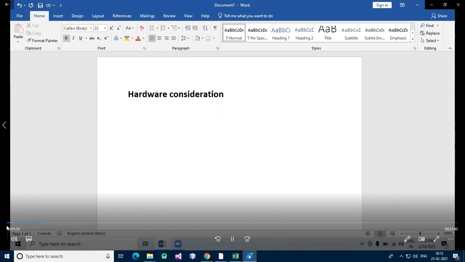Here the first program is EPEAT, that is nothing but Electronic Product Environmental Assessment Tool. Okay, so this is one of the programs.